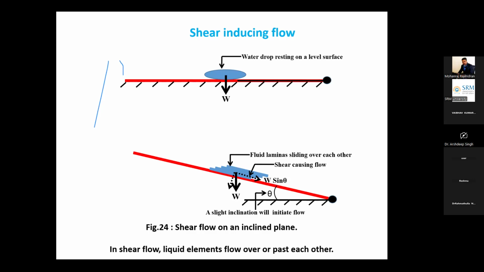This figure basically shows a shear surface, and when we lift the surface at an angle of theta, a shearing force, let us say W sine theta, will be acting on the surface. So the fluid laminas sliding over each other will be subjected to different velocities, and a velocity gradient will develop. In shear flow, liquid elements flow past each other, and the velocity gradient comes into the picture.